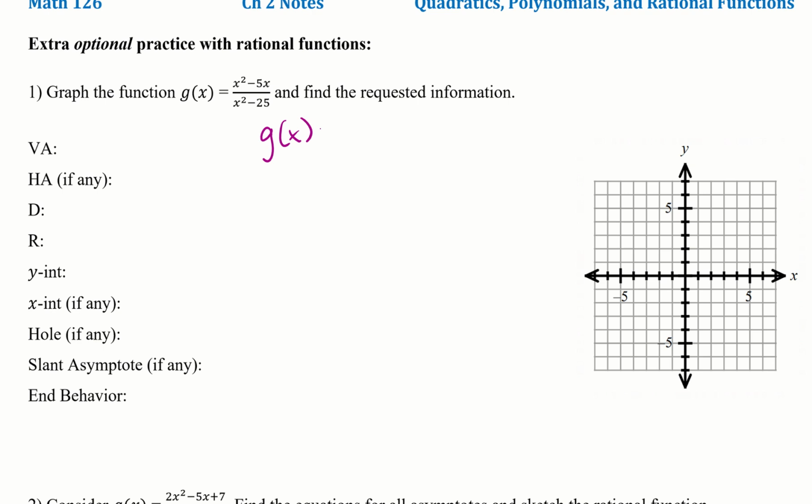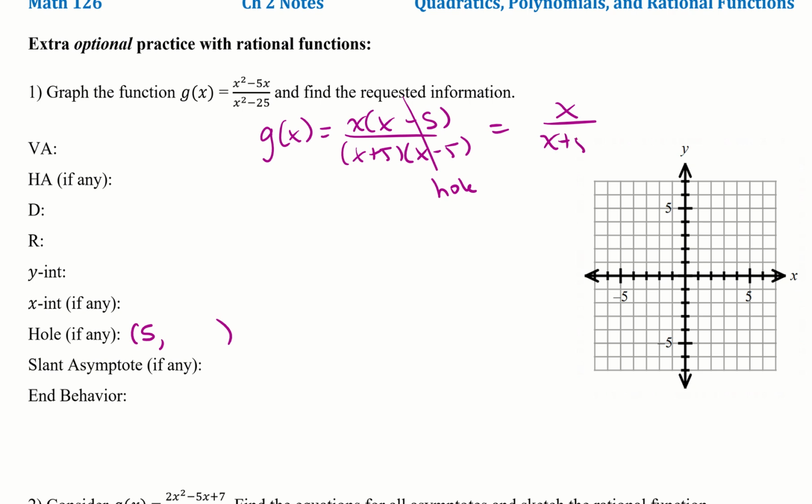All right, so I'll factor out a GCF and the difference of two perfect squares on this one. We have a hole in the graph when x is 5, that is the x coordinate. Now the equivalent expression for this is x over x plus 5. So if I want to find out the y coordinate of that, which I'll need, I'll plug in a 5 into my simplified expression, and I get 5 over 10, which reduces to 1/2. So I have an open circle at (5, 1/2).